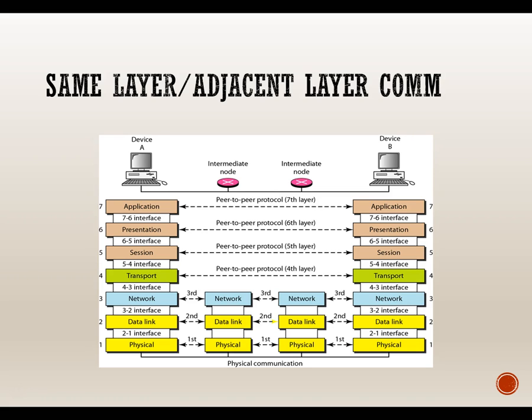In these devices, the application layer communicates with the application layer, presentation to presentation, session to session, transport to transport. So each layer communicates with the same layer at the other device, device A and device B here. They communicate at the same layer. They also communicate adjacent layer: 1 to 2, 2 to 3, 3 to 4, 4 to 5, 5 to 6, 6 to 7. Each of the layers supports the layer above it.